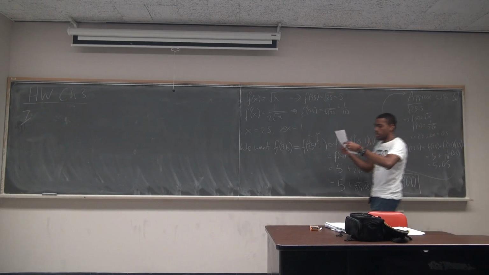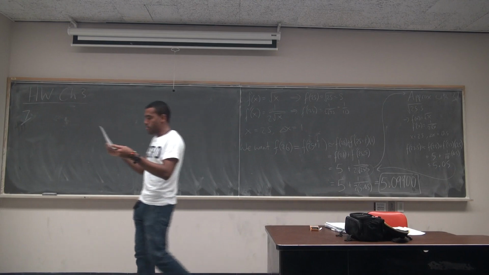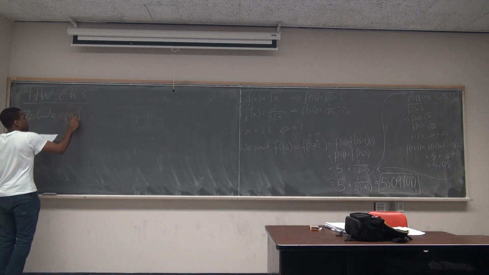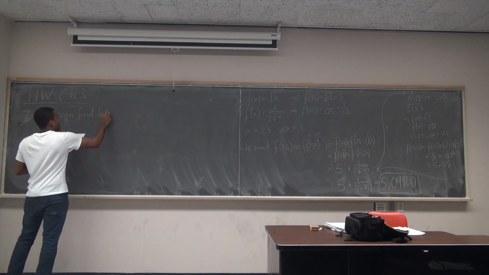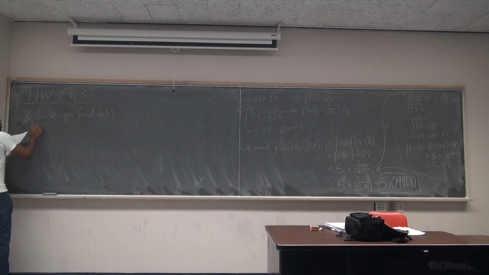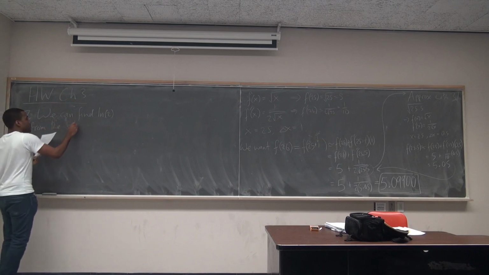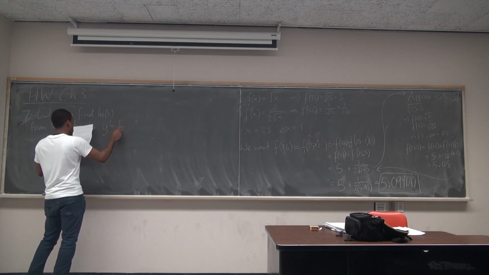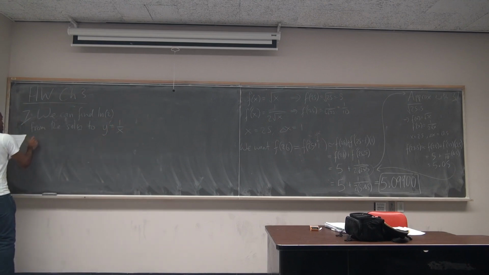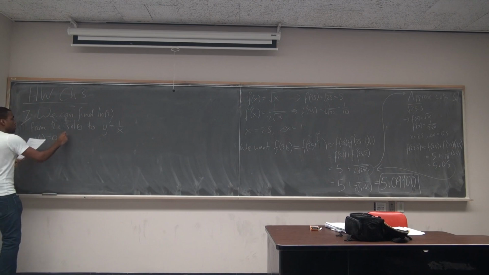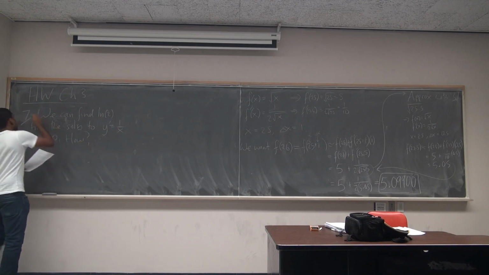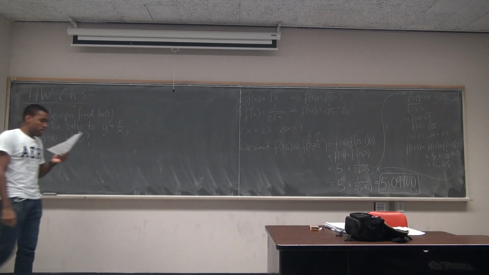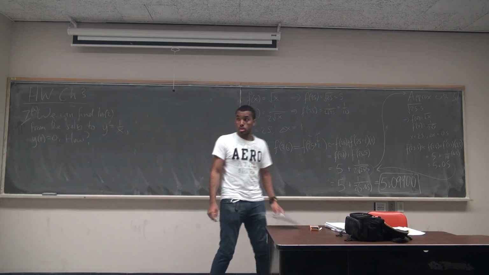So problem 7 says the value of ln2 can be obtained from the solution to y prime equals 1 over x and y of 1 equals 0, and it says how. This is part A. How would you obtain the value of ln2?